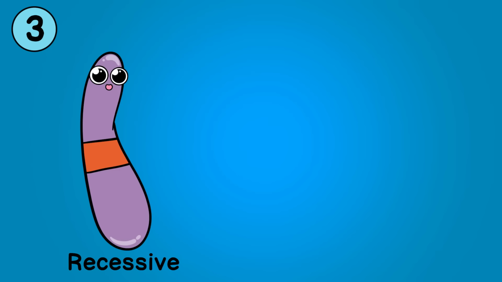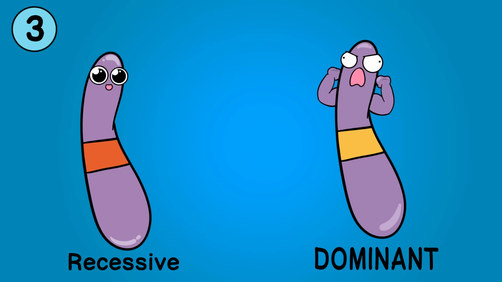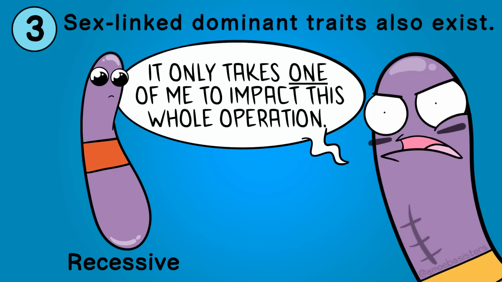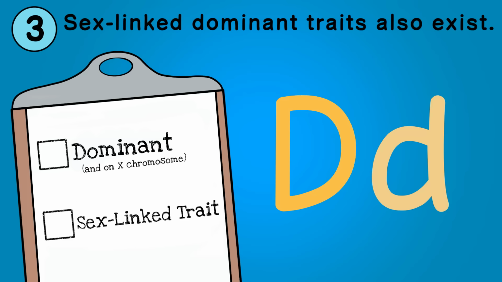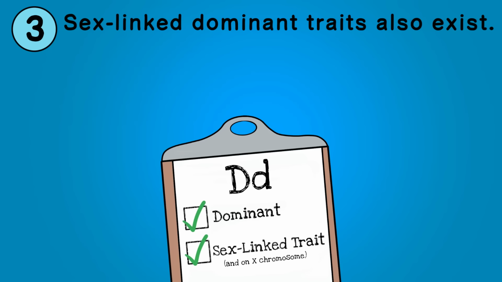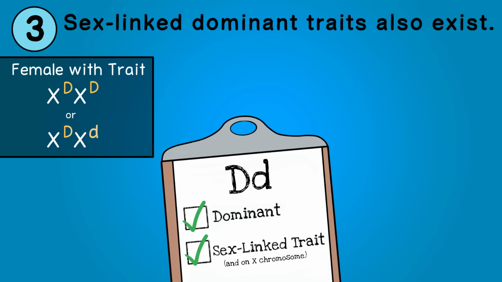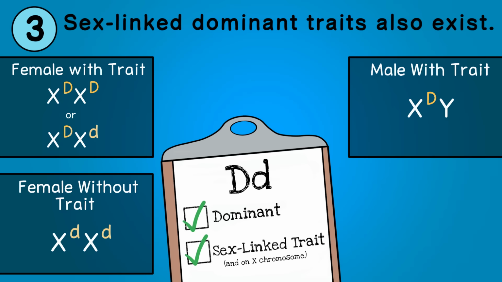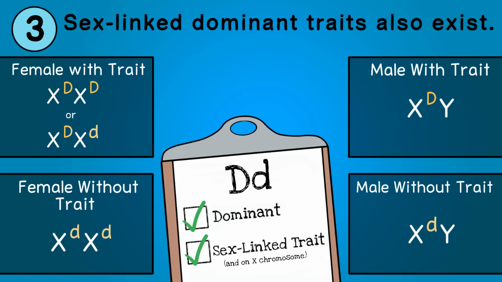Number 3, you may be wondering, our example was a sex-linked recessive trait. But can there be a sex-linked dominant trait? Yes, a sex-linked dominant trait means it would only take one dominant allele for the individual to have the trait. Let's use a letter D to illustrate a hypothetical sex-linked dominant trait. If it was a sex-linked dominant trait, these 2 female genotypes would have the trait because, again, it only takes one capital letter, a dominant allele, to have this dominant trait. This female would not have the sex-linked dominant trait. This male would have the dominant sex-linked trait, and this male would not.